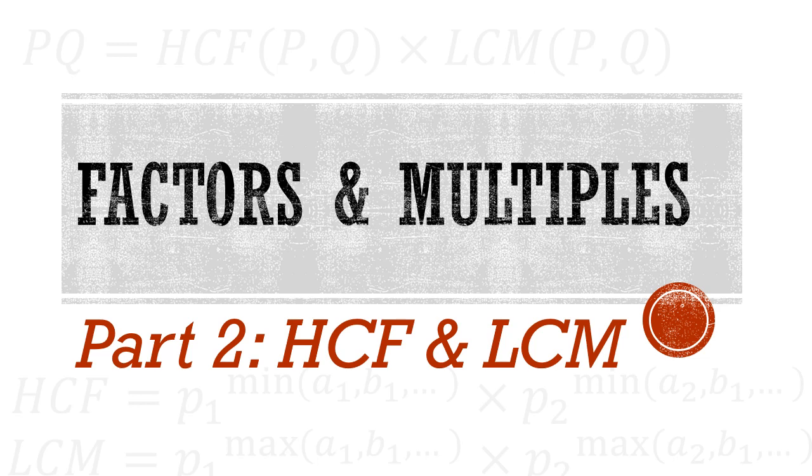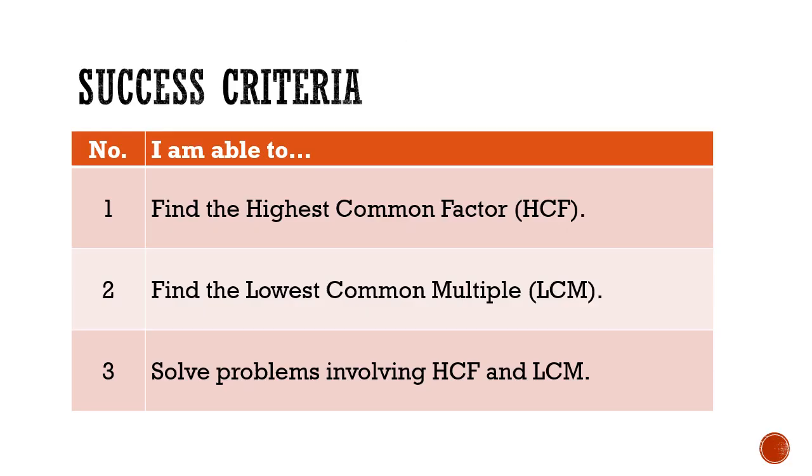Greetings and welcome to part 2 of the O-Level revision series on factors and multiples. In today's episode, we'll be looking at highest common factors and lowest common multiples. The success criteria for this episode is for students to be able to find the highest common factor of 2 to 3 numbers, the lowest common multiple of 2 to 3 numbers, as well as to solve problems involving highest common factors and lowest common multiples.